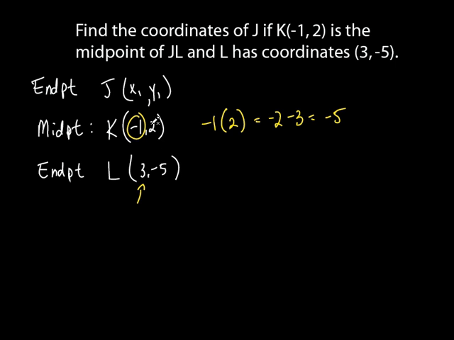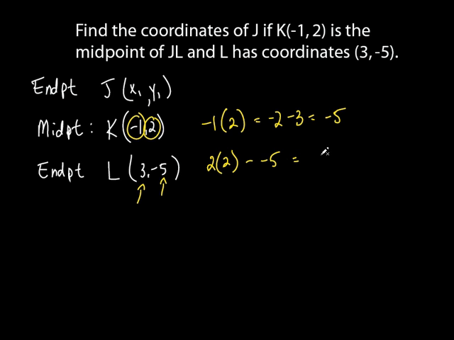Now do the same thing with the y. Take this and multiply it by 2. So I take that number, whatever it is, I multiply it by 2, and then I subtract this number right here from it, a -5. Remember, I subtract a negative, which is plus.